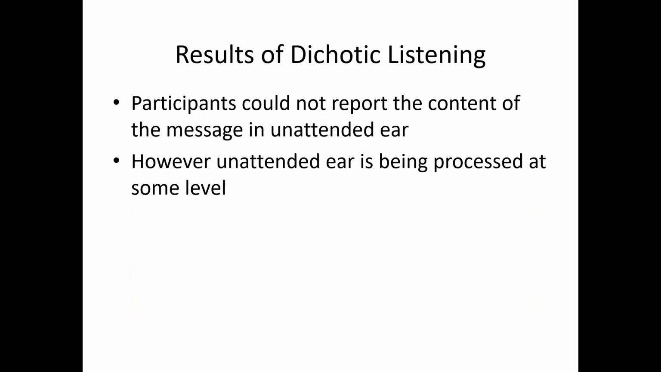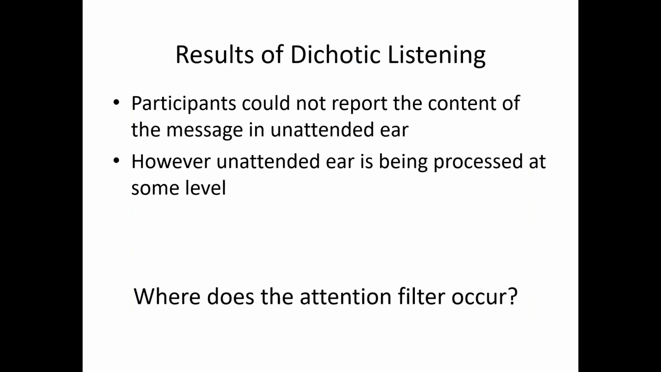All right, so what we find from the results of dichotic listening were that they knew that there was a message. They knew the gender of the speaker, but they couldn't report the content of the message in the unattended ear. But the unattended ear is being processed at some sort of level, right? Because they knew there was a message and the gender.